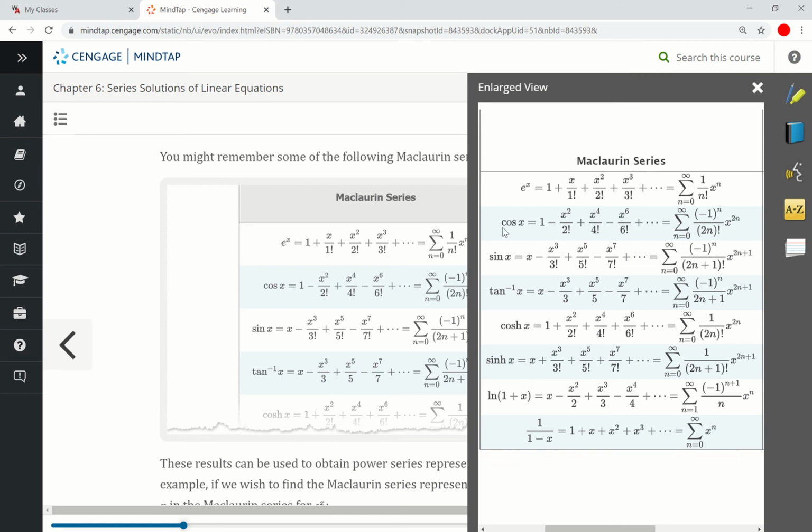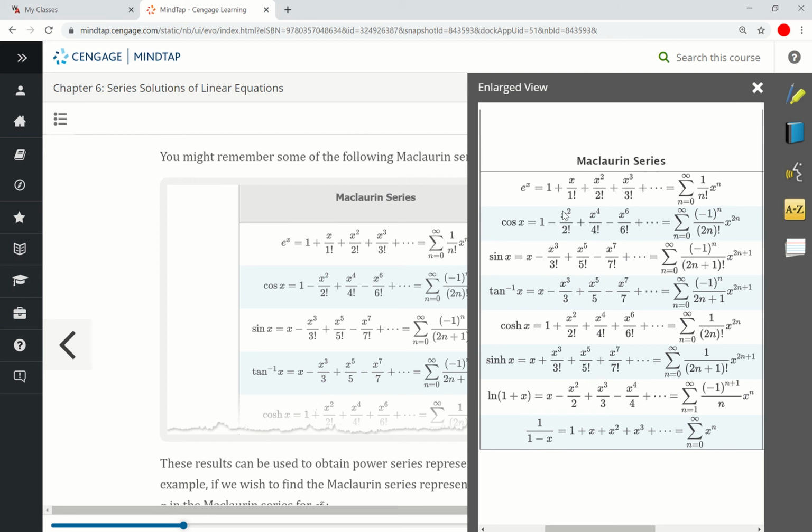The cosine, which you might recall from trigonometry, is an even function, and correspondingly has only even terms in its Maclaurin expansion. The cosine of x is equal to 1 minus x squared divided by 2 factorial plus x to the 4th divided by 4 factorial minus ... We have this alternating sum. Again, to write it in closed form, notice that what we have is an alternating sign, so that's going to be provided by the negative 1 to the nth power.